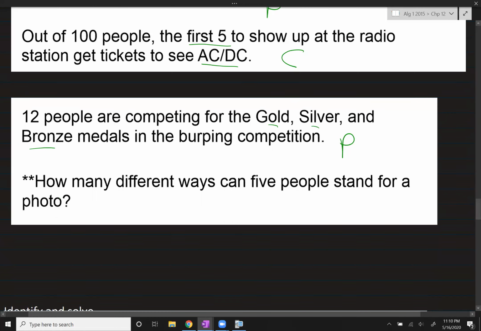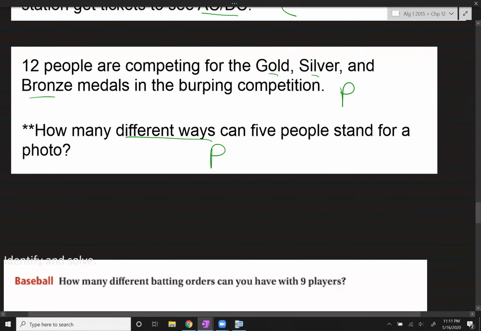How many different ways can 5 people stand for a photo? Okay. Now, this means that we're trying to put them in different places, right? Different ways. So that must be permutation. This is a lot like the dogs lining up to be groomed.